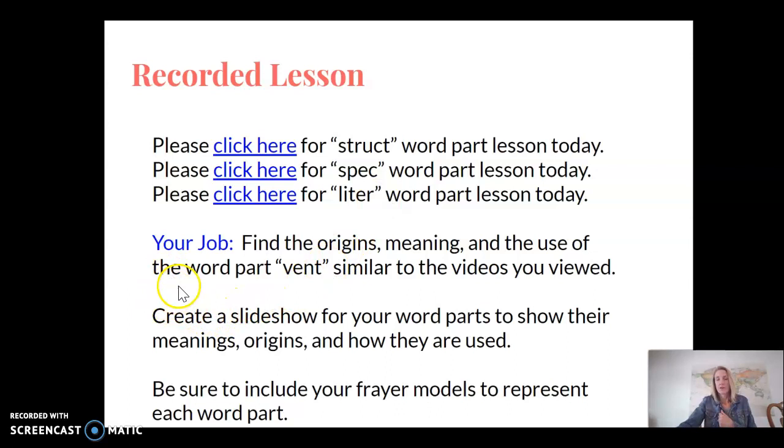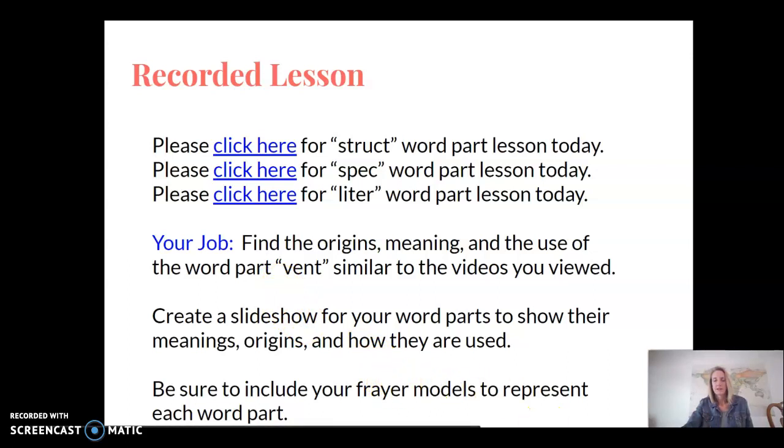Then, okay, you're going to find the origins, meaning, and the use of the word part vent, similar to the videos you viewed. You're going to create a slideshow for your word parts to show their meaning, origins, okay, remember, or where they come from, and how they are used. Be sure to include your Fryer model to represent each word part. All right, so your slideshow is focusing on vent.